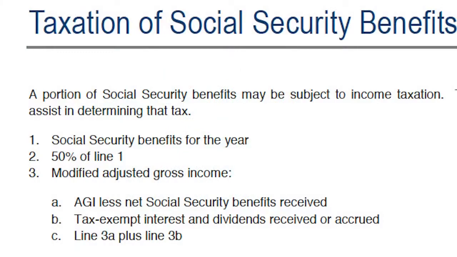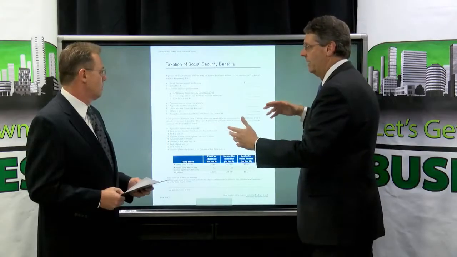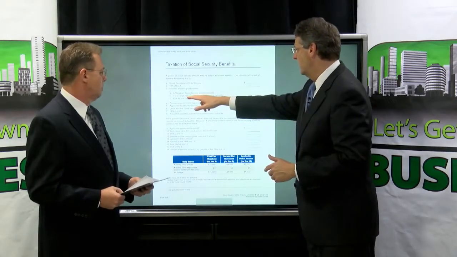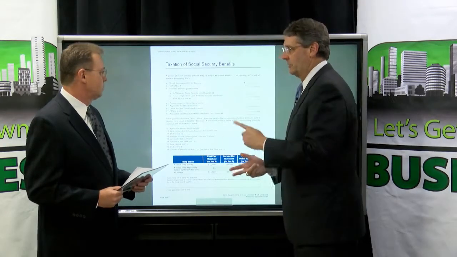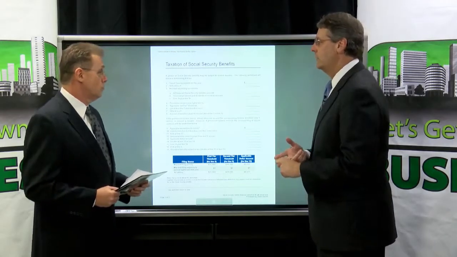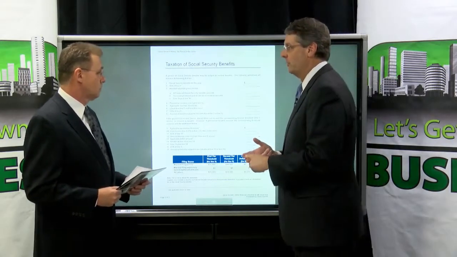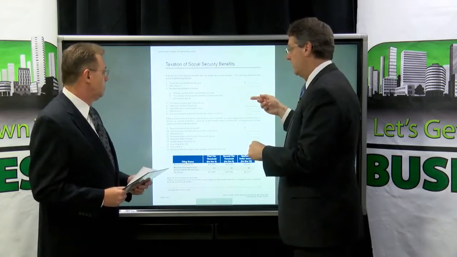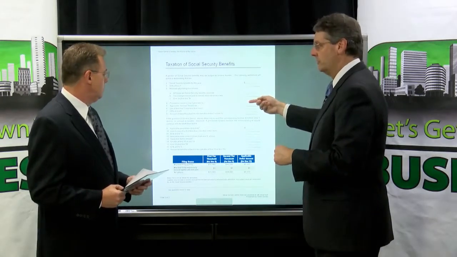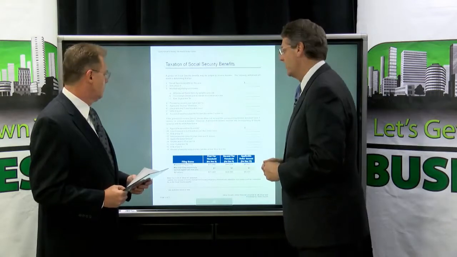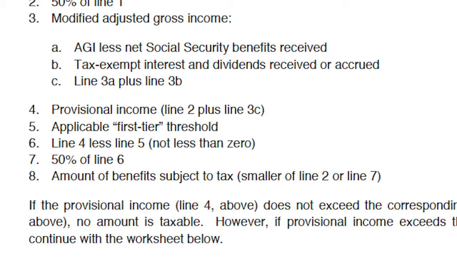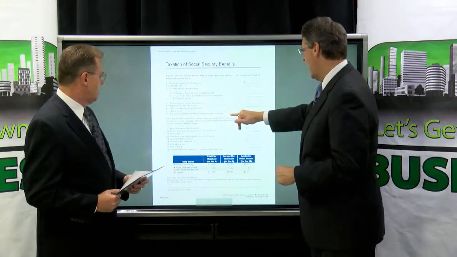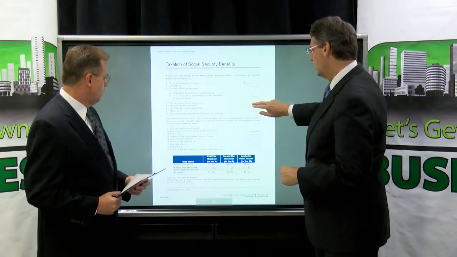We take a look at modified adjusted gross income, and we talked about a lot of different variations of AGI and those types of things. We're adding in some tax-exempt interest. We talked about how many people like to use municipal bonds for their tax-free nature, but that impacts this particular calculation and adds into your quote-unquote taxable income from a Social Security benefit standpoint. We talk about the first tier threshold, and then we multiply that by 50%. That is the amount that's subject to tax, the smaller of those two.